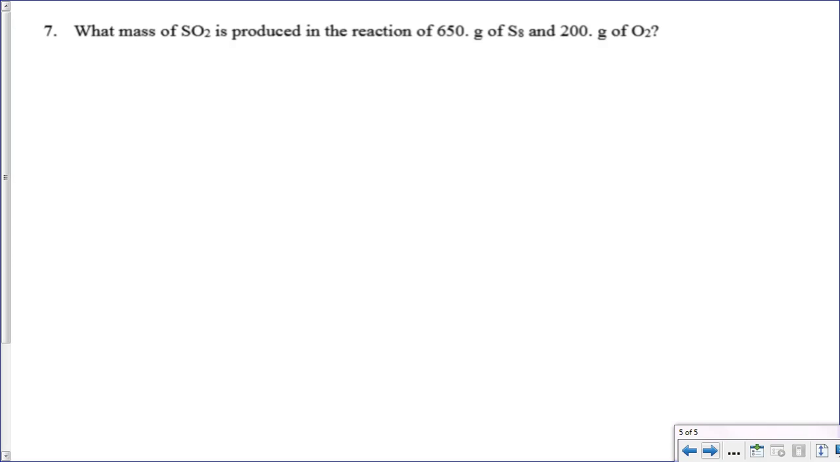Okay, and just one last example of this. In this one, we're starting with S8, which is some elemental sulfur, plus O2, and it creates SO2. Balancing this one isn't too bad either. We just end up with an 8 there, and an 8 in front of O2, and things are good.